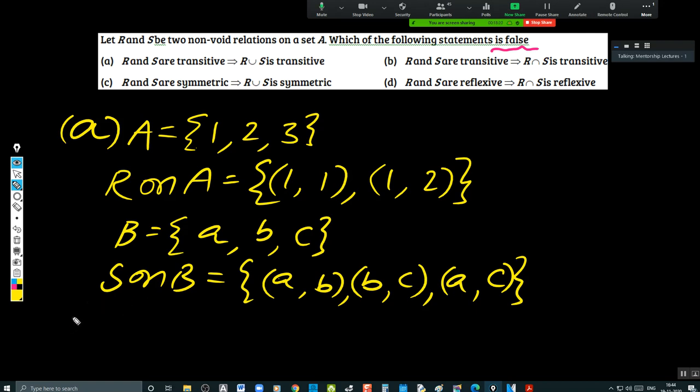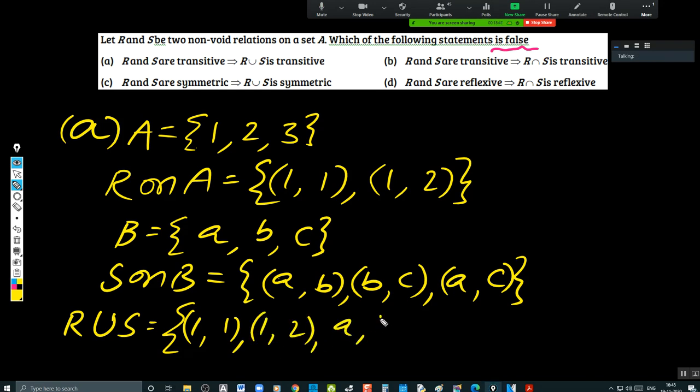Now let me write R union S. What is R union S? Union means it takes every element without repetition. (1,1), (1,2), (a,b), (b,c), (a,c). How is it possible that it is transitive? Not transitive. Is not transitive.